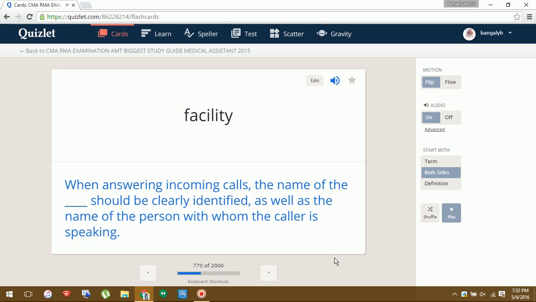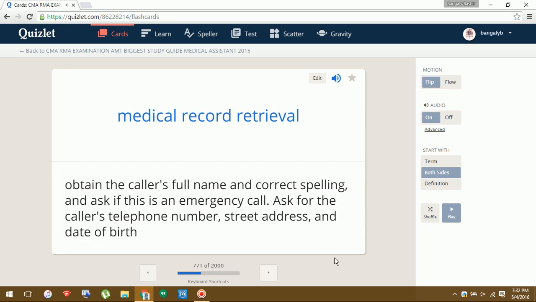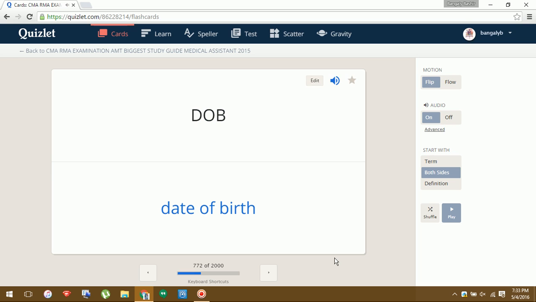Facility. When answering incoming calls, the name of the facility should be clearly identified as well as the name of the person with whom the caller is speaking. Medical record retrieval. Obtain the caller's full name and correct spelling and ask if this is an emergency call. Ask for the caller's telephone number, street address, and date of birth. DOB. Date of birth.